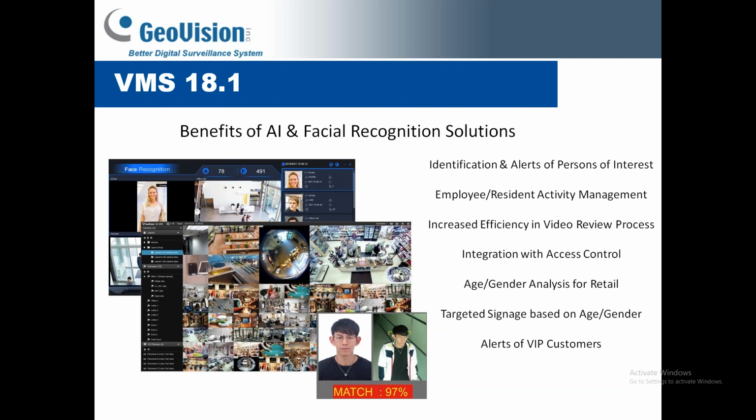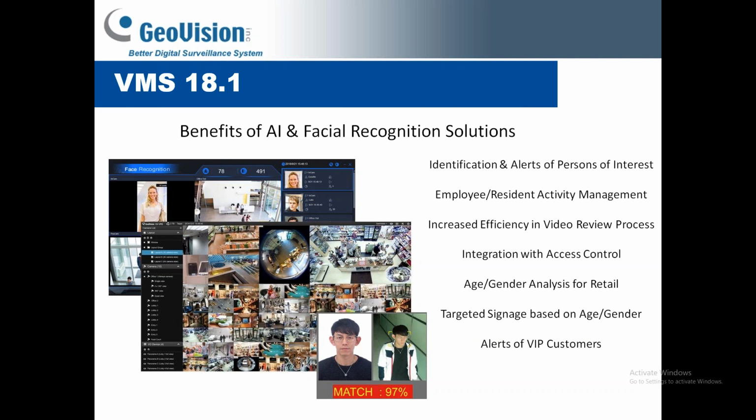So before we get into all of the features of the VMS 18.1, I want to first talk about some of the benefits of artificial intelligence and facial recognition solutions, some of the different use cases that we see this technology being beneficial for. First, real-time alerts and identification of persons of interest. Say you have a commercial office, you want to get alerted if, say, a previous disgruntled employee returns to the office. A facial recognition solution can give you the ability to get a real-time alert that that event has occurred.